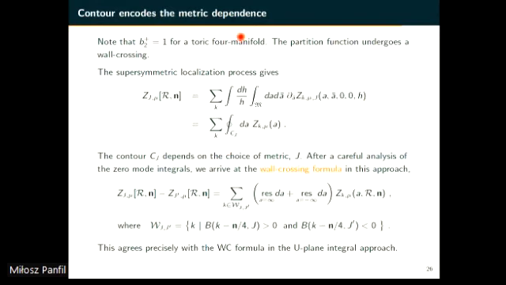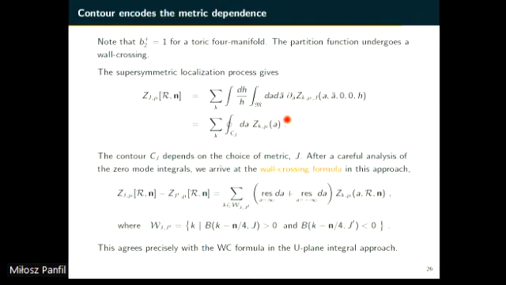The supersymmetric localization process gives you an expression like this. This is a finite dimensional integral over some zero modes of the effective 1D supersymmetric quantum mechanics. These are nothing but the zero modes, the bosonic part of that. And by carefully performing this integral, you obtain the expression that I just mentioned in the previous slide.